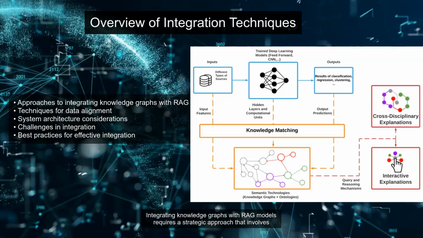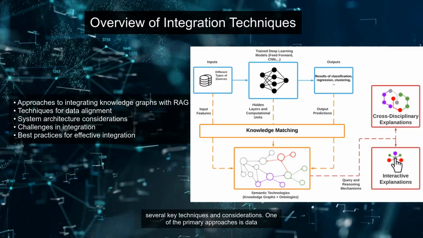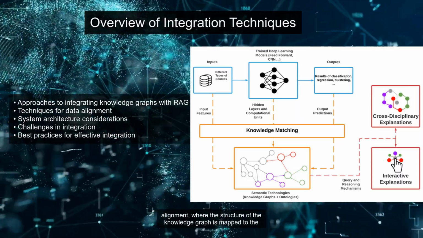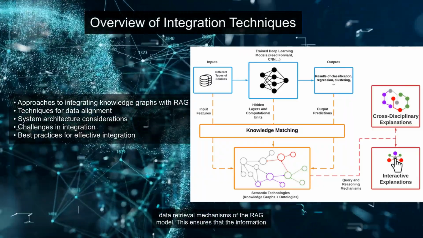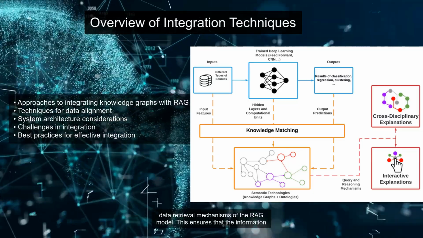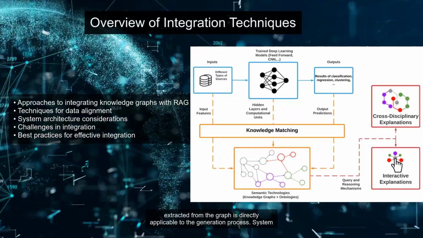Integrating knowledge graphs with RAG models requires a strategic approach that involves several key techniques and considerations. One of the primary approaches is data alignment, where the structure of the knowledge graph is mapped to the data retrieval mechanisms of the RAG model. This ensures that the information extracted from the graph is directly applicable to the generation process.